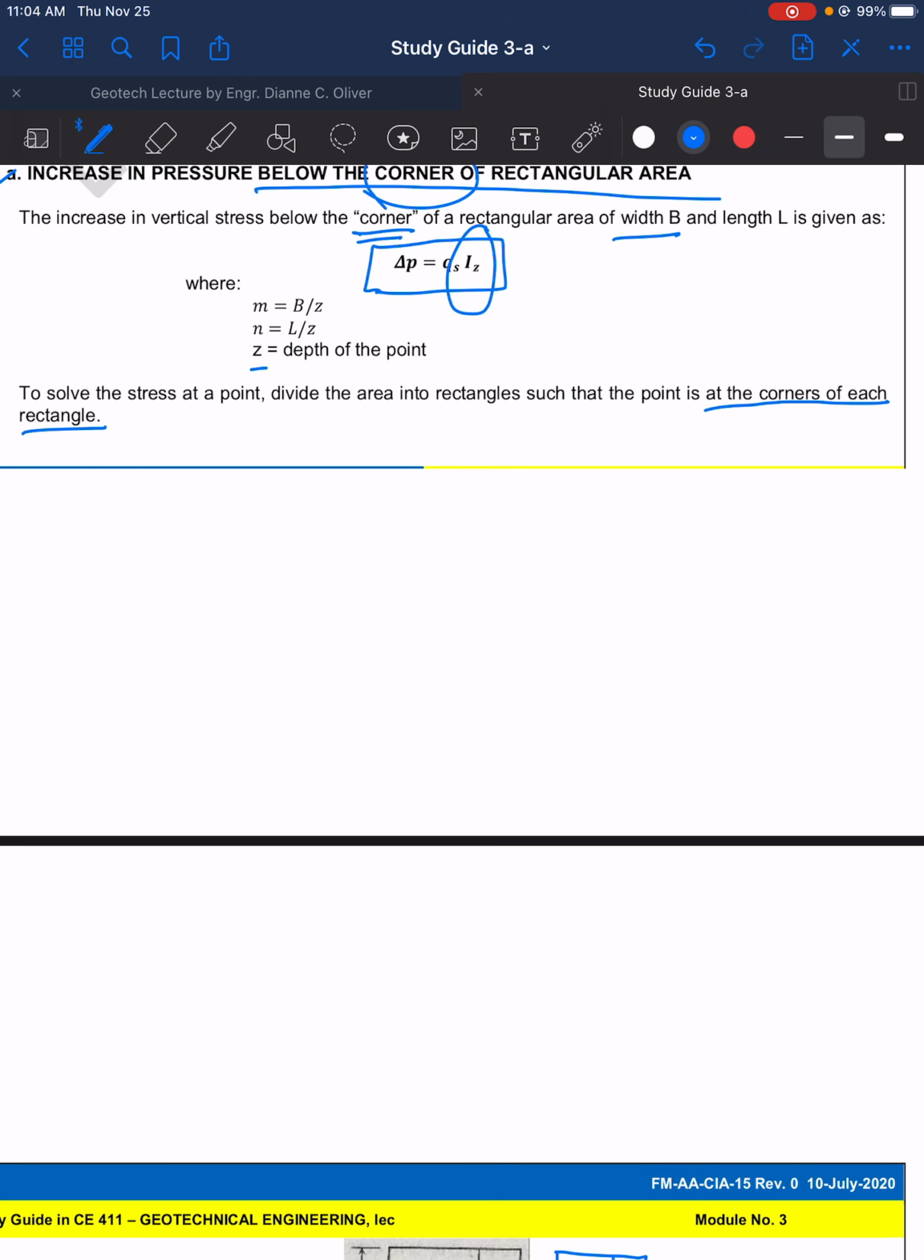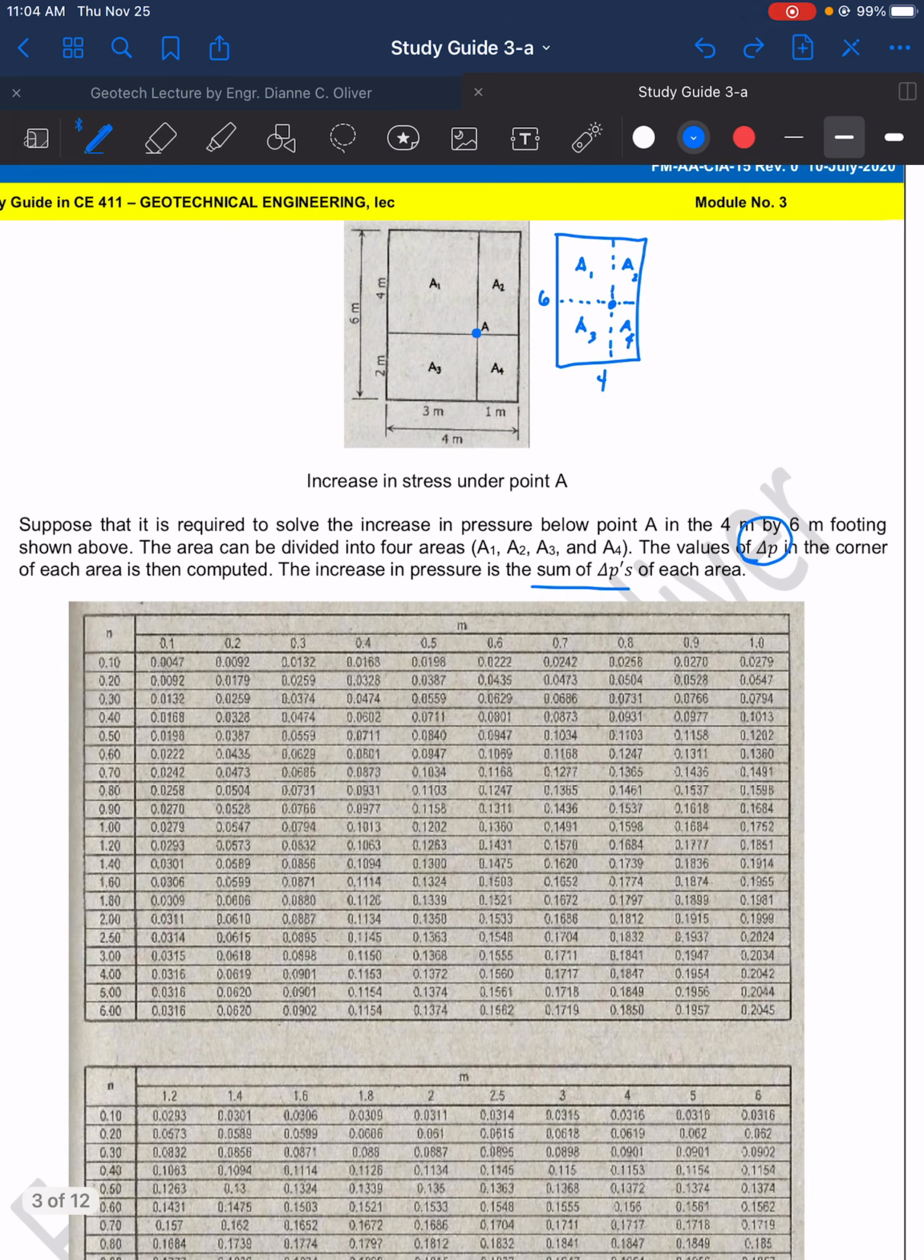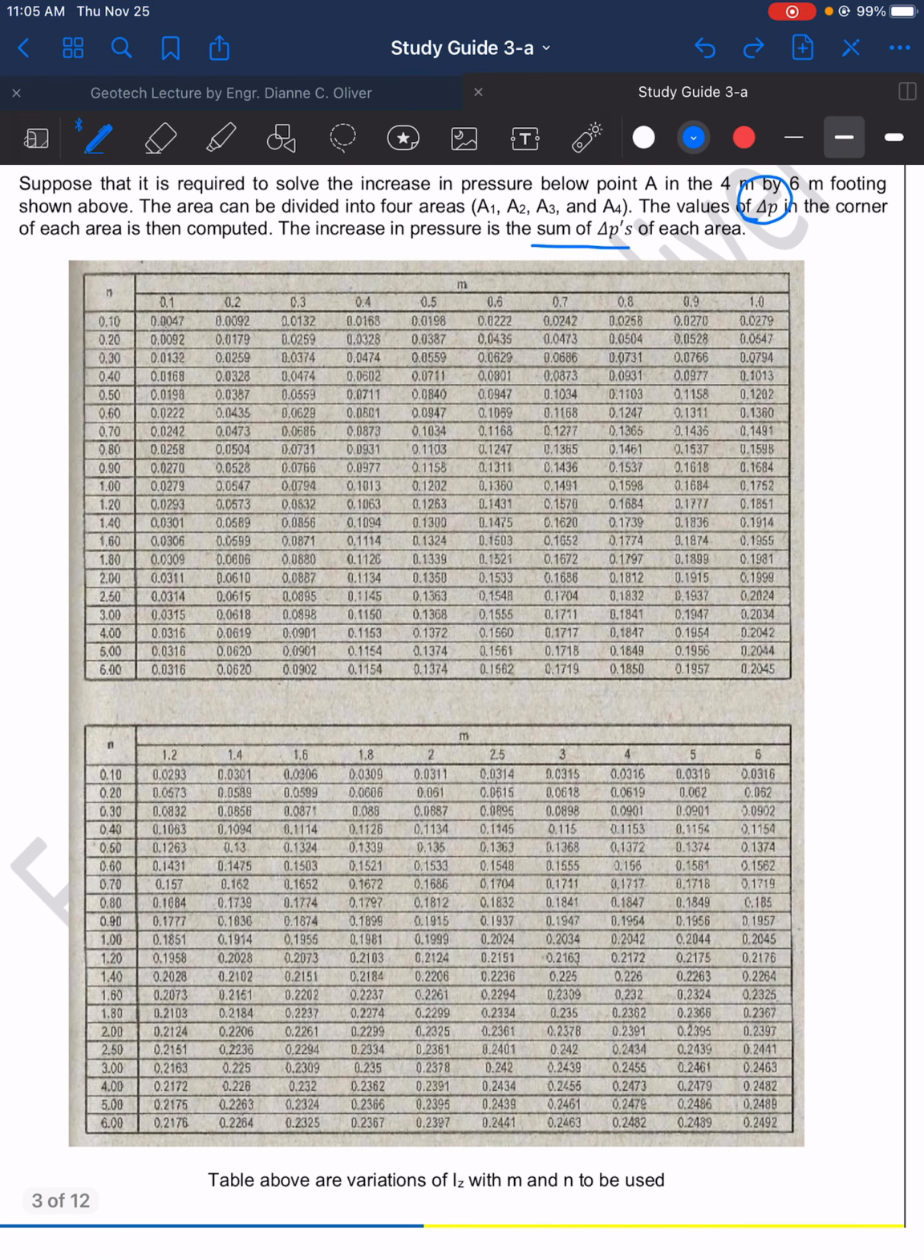Where can we find I sub z? The I sub z is located using this table here. So the table for variations of I sub z with m and n to be used. So observe that we need the value of n and the value of m.